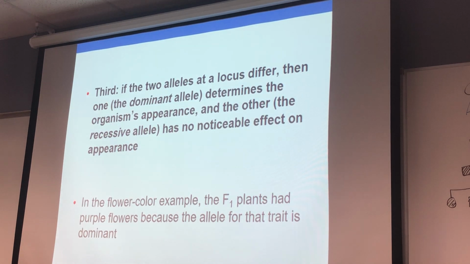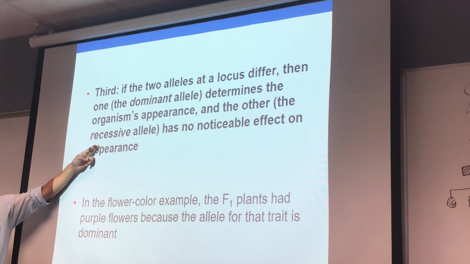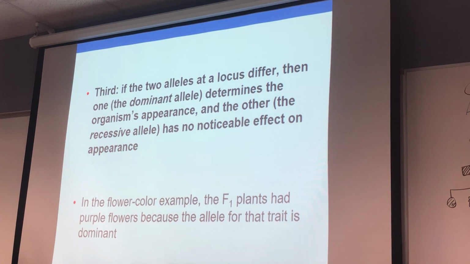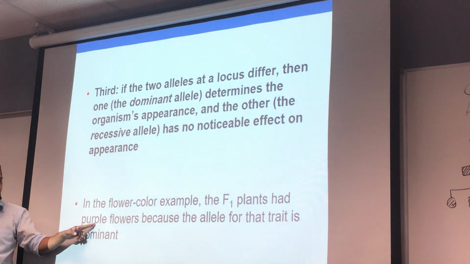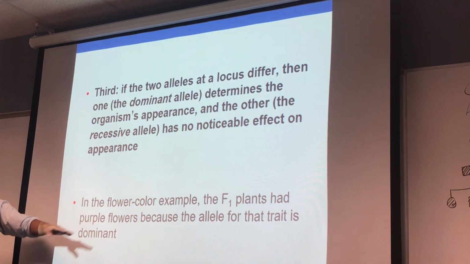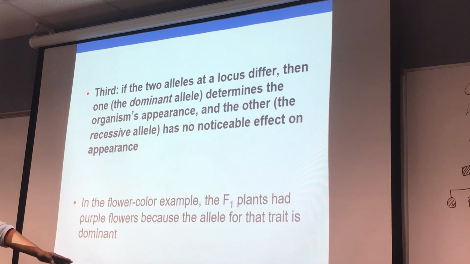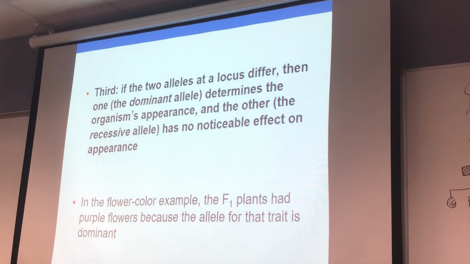Okay. Third, if the alleles at the locus differ, then one, the dominant allele, will determine the appearance, the phenotype. That's the one that is going to be expressed. The other one, the recessive allele, will not be expressed. It will not be noticeable until it is homozygous. So, in the flower color example, the F1 plants have purple flowers because the purple allele is dominant. Okay? So, that is the key point of the third concept.